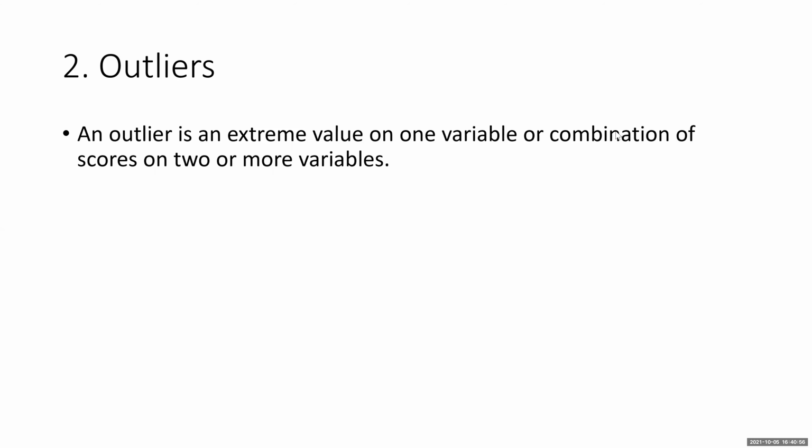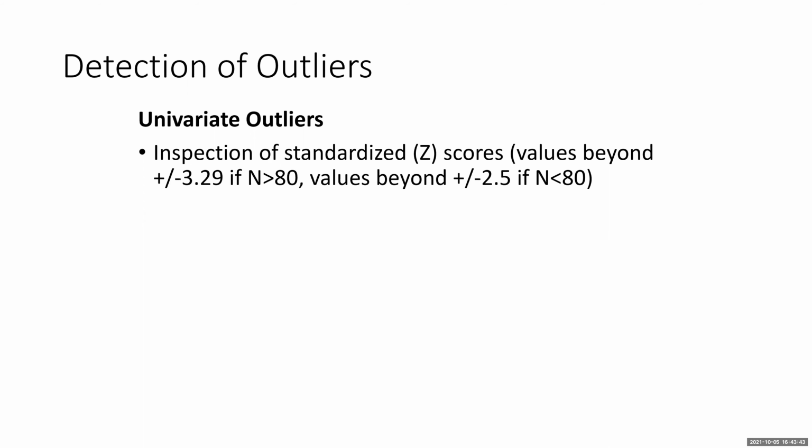Okay. Now, the next thing is detection of outliers. For univariate outliers, there are a couple of techniques through which we can check. One way is to inspect the standardized scores in your data set on each variable. If you are dealing with a data set where the sample size is greater than 80, the standardized scores should fall between plus minus 3.29. If a case doesn't have a standardized score within the range of plus minus 3.29, that case is an outlier on that particular variable. And if you are dealing with a small data set where n is less than 80, the cutoff value is plus minus 2.5.